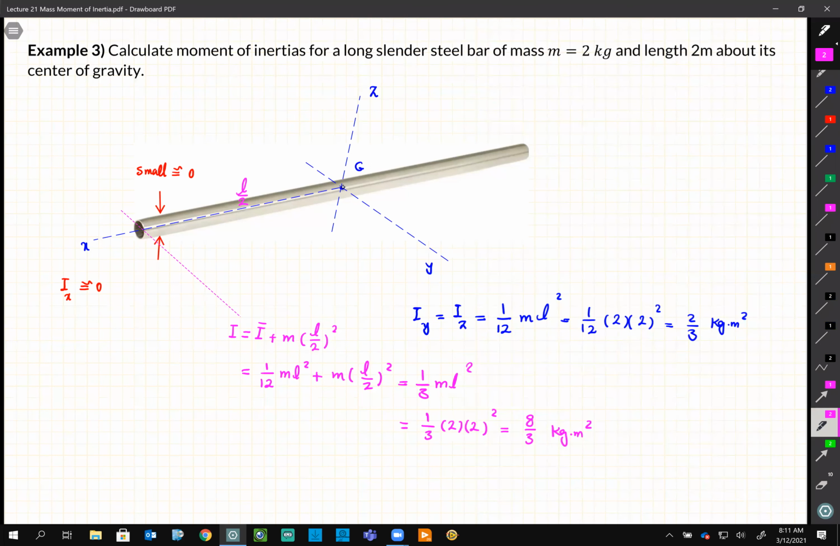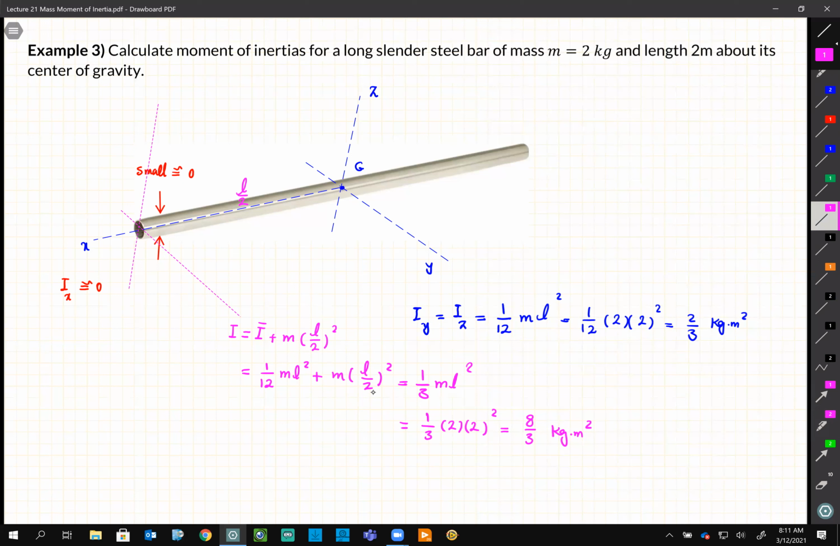And obviously I for these two axes are the same, right? Because of symmetry. It doesn't matter if you look at this link normal, like in Y direction or in Z direction, we'll see the same things. I'm gonna wait here to see if you guys have any question. If not, I'll go to the next example.